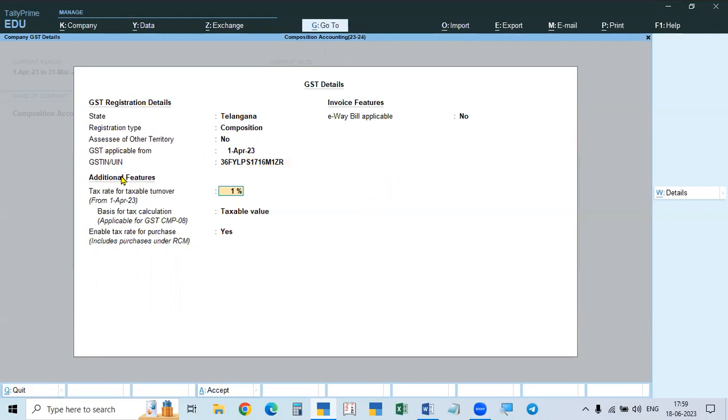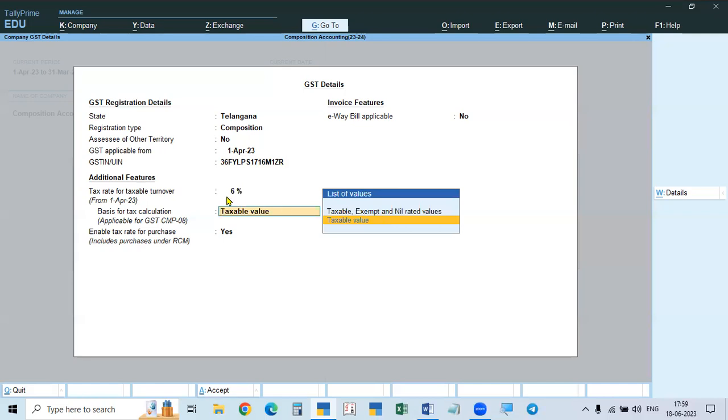Another one, additional features. Here is the total company features, GST details. These are GST registration details. Now, additional features here: tax rate for taxable turnover. So, for the turnover, what is the tax rate you have to pay? For a trader, 1% you have to give. For a manufacturer and restaurant owner, you have to give 5%. For a service provider, you have to give 6%. So we take this as trader, so we give 1%. The respective rate applicable to us will be given.